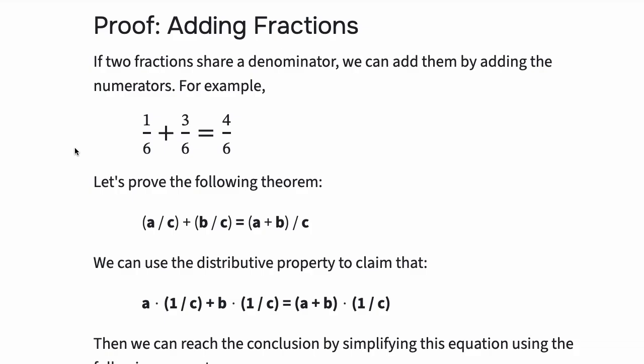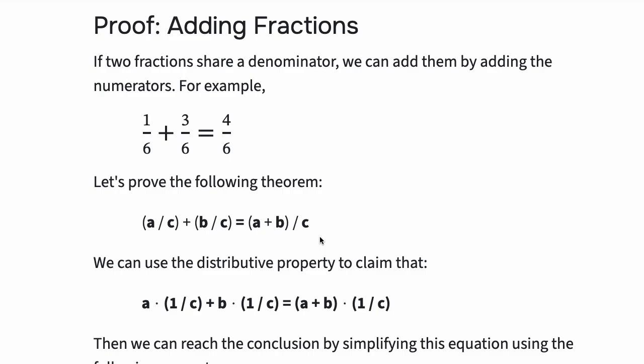If two fractions share a denominator, we can add them by adding the numerators. For example, 1 over 6 plus 3 over 6 equals 4 over 6. In general, A over C plus B over C equals (A plus B) over C.